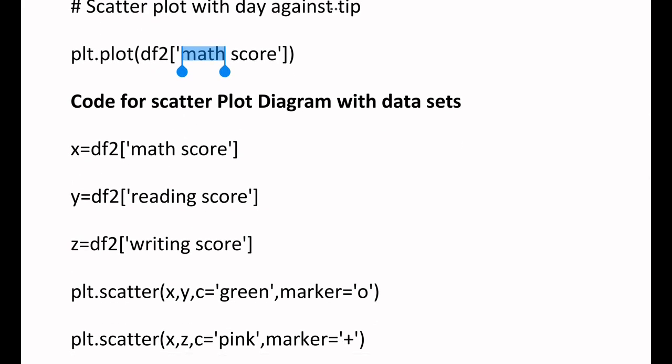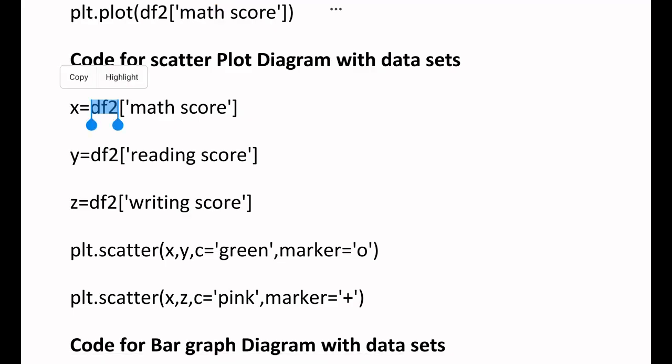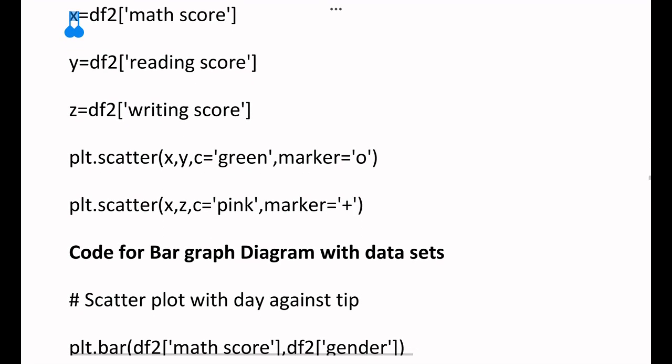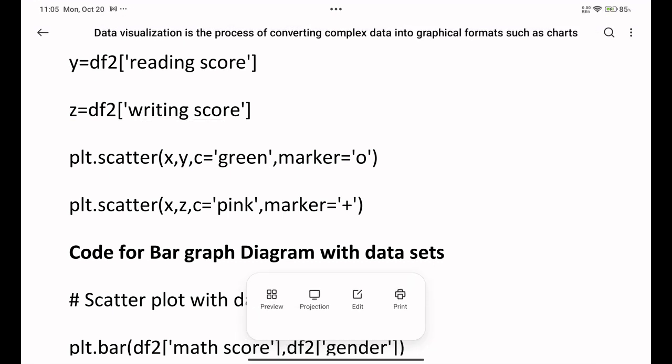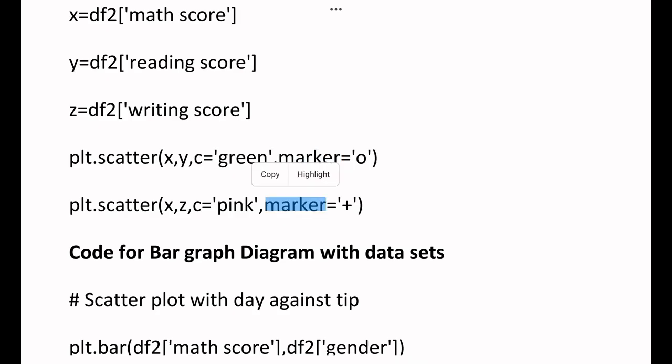And if you want to plot the scatter, what am I writing? I am reading my data frame. The attribute is maths score. Another attribute is reading score. Another attribute is writing score. Okay, so this is now x, y and z. After that, I want to scatter between x and y, and between x and z. I want to use the green color and the pink color. Marker I want to give like plus. Okay, later I will explain.